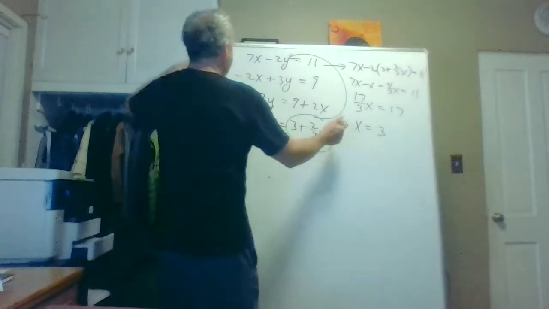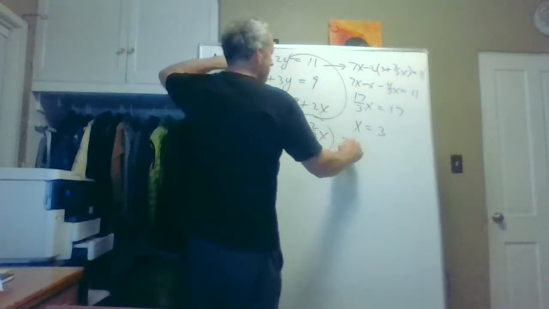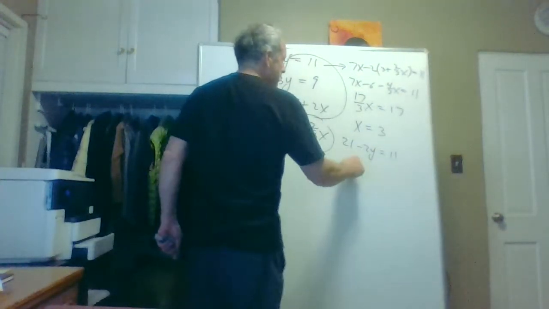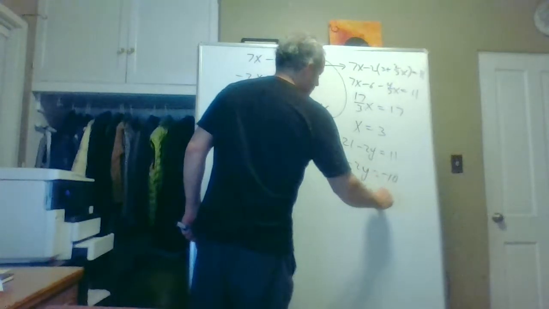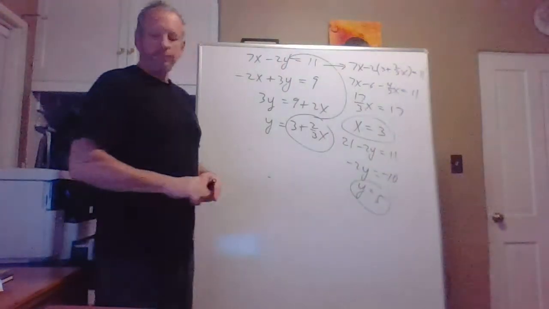Hey, x equals 3. Let's go back to the first equation here. 7 times 3 is 21. Minus 2y equals 11. Let's subtract 21 from both sides. Negative 10, and y equals 5. So y equals 5 and x equals 3.